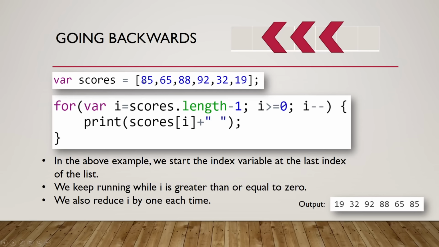So it starts here, 0, 1, 2, 3, 4, 5. It starts at index 5. And then we get minus minus. Prints 4, prints 3, prints 2, prints 1, prints 0, and stops.